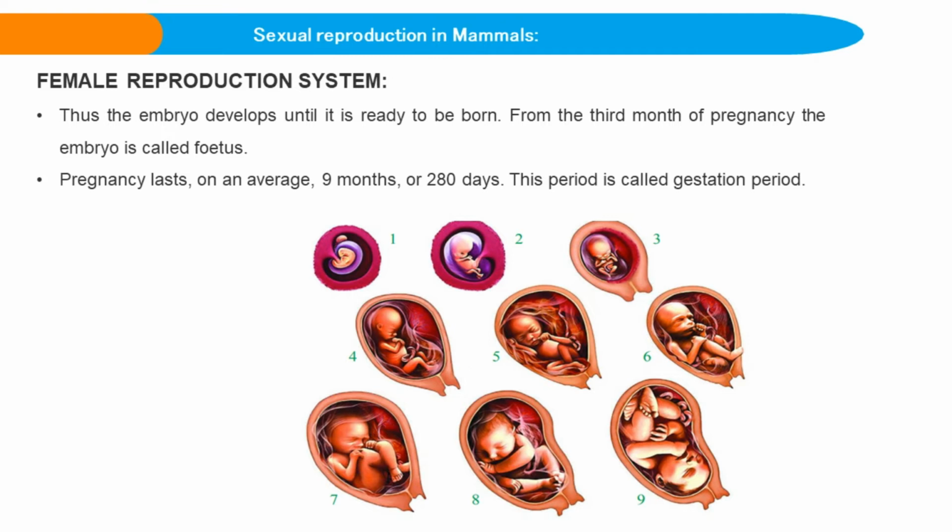From the 3rd month of pregnancy, the embryo is called a fetus. Once the body organs are formed in the 3rd month, the embryo is called a fetus, and pregnancy lasts on an average 9 months or around 280 days, and this period is called the gestation period.